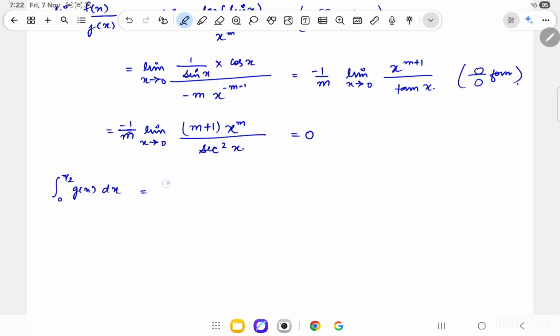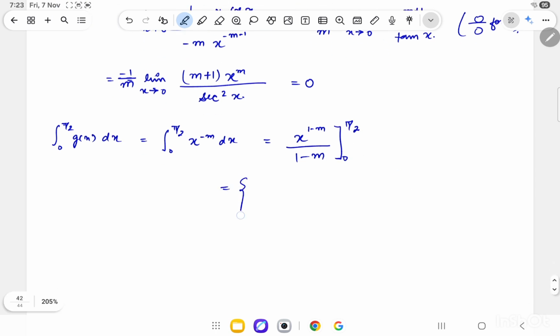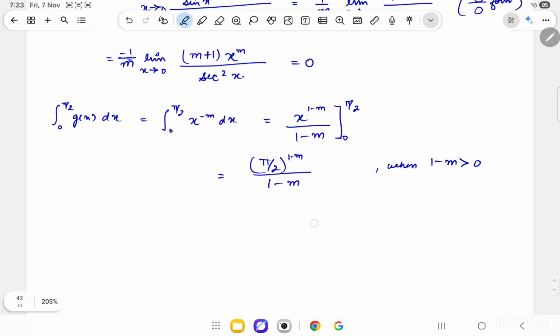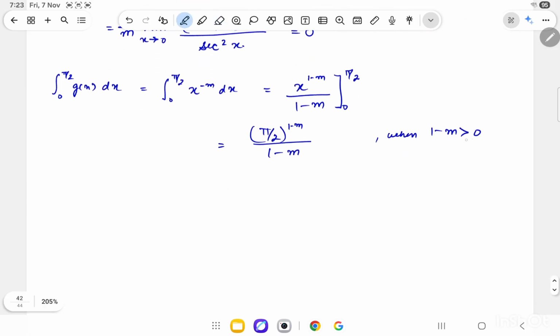That is equal to integration 0 to pi by 2 x raised minus m dx. That will be equal to x raised 1 minus m divided by 1 minus m, with limits from 0 to pi by 2. So it will be equal to pi by 2 raised 1 minus m divided by 1 minus m, when 1 minus m is greater than 0. That's the only case, because I have assumed that m is less than 1. So this limit is finite.